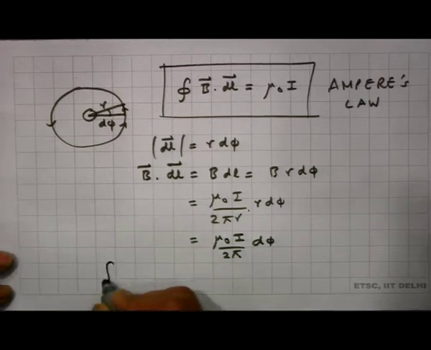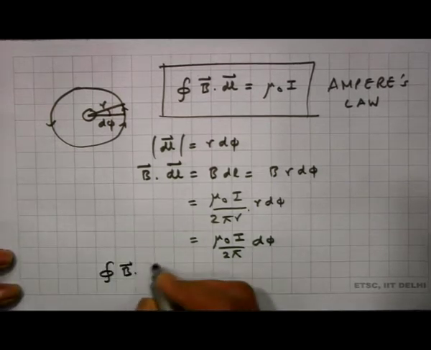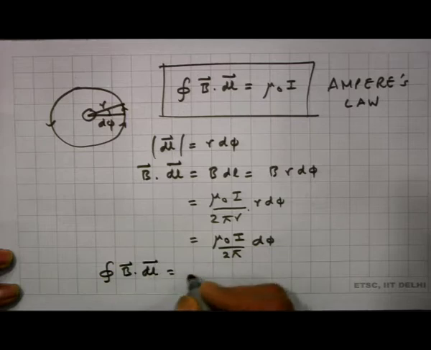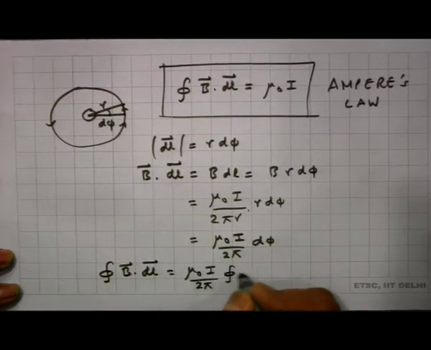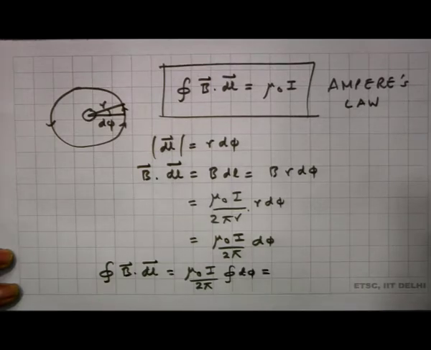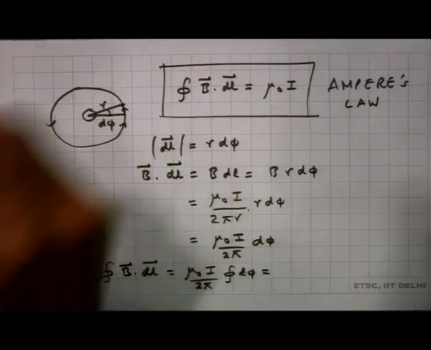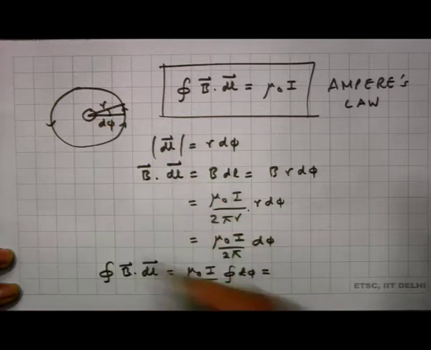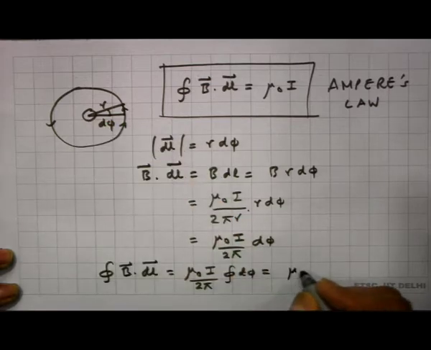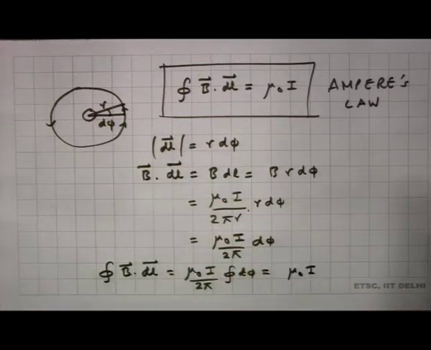So, if I integrate, integral B dot dl becomes equal to mu naught I by 2 pi integral d phi. Integral d phi is the complete angle surrounding this point, which is equal to 2 pi. So, this gives me mu naught I. That is what we had used to calculate the value of integral B dot dl, and that happens to be mu naught I.